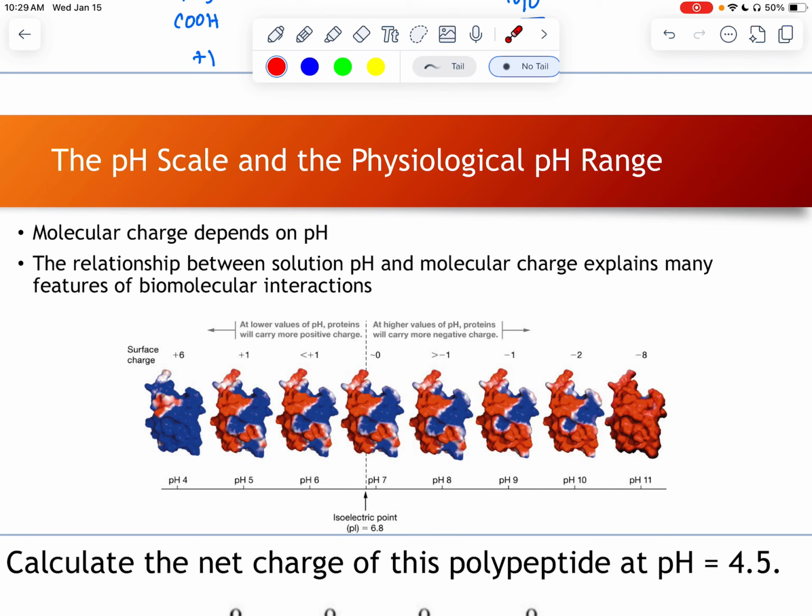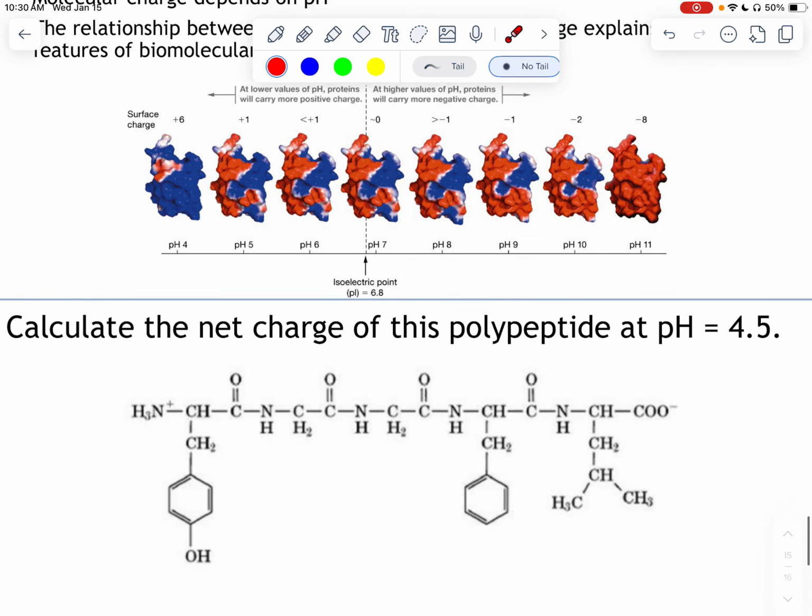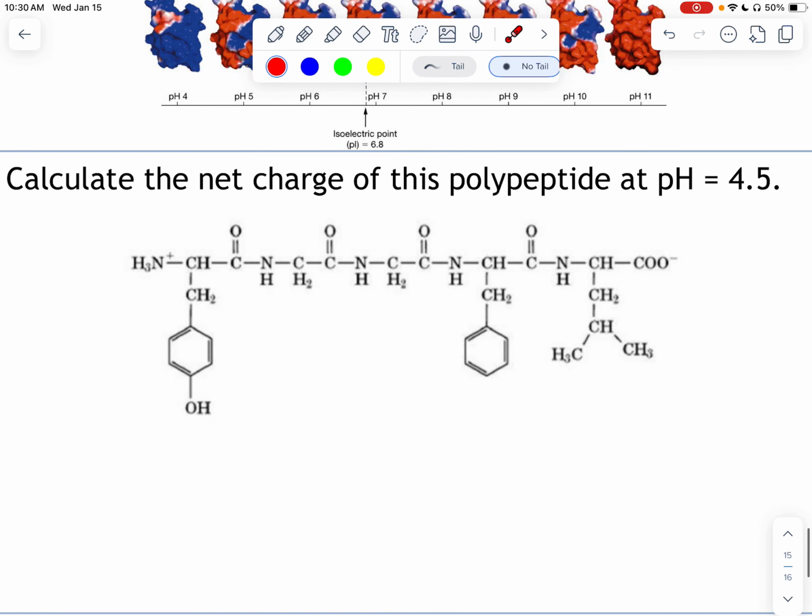And so at a lower pH, those side chains on those various amino acids will be protonated, so we'll have a more positive charge. In this particular protein, it's +6. And as we increase, we'll start deprotonating and our charge will get more negative. These charges would be different for different proteins. But we want to look at how we would do this for a polypeptide. Same exact concept that we did earlier.